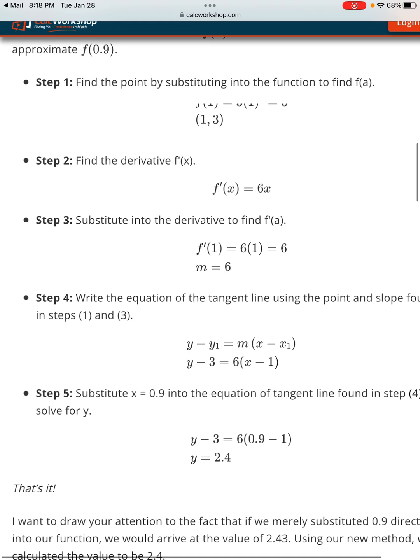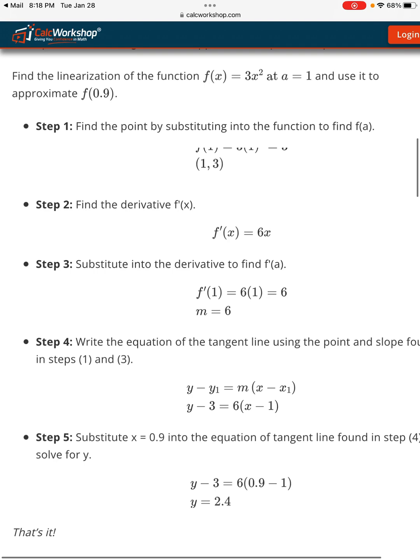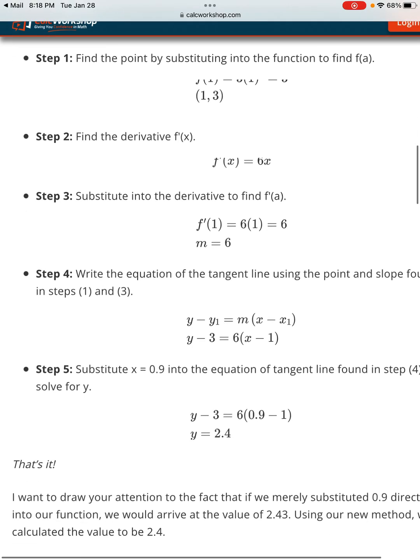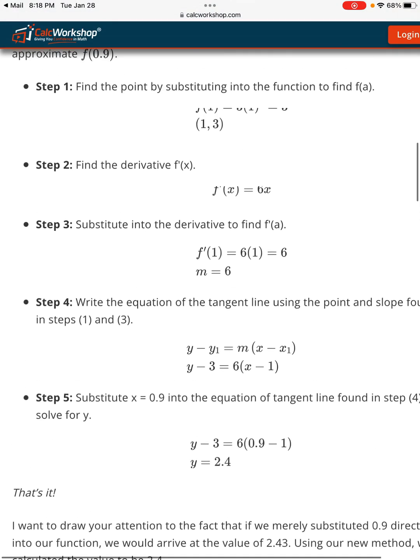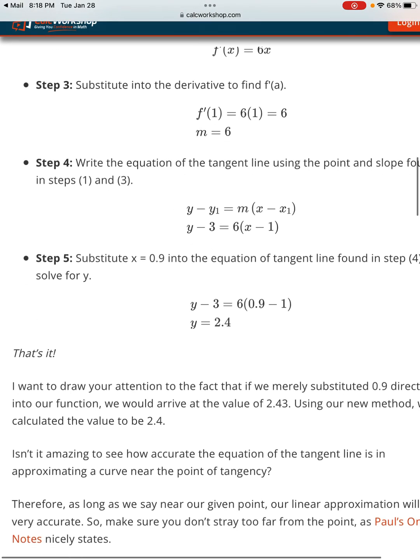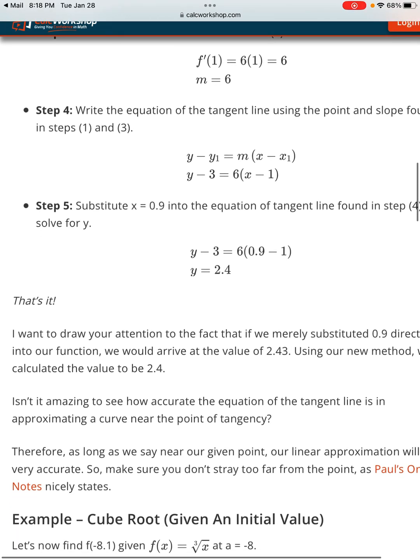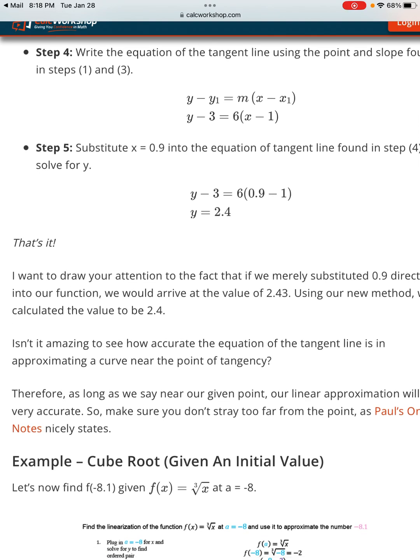Step number 3, substitute into the derivative to find the slope. If our slope formula is 6x, we're looking at x equals 1, right? Plug 1 into your derivative. Your slope is 6. So you can literally write your equation. Y minus your y, which is right there, 3. So y minus 3 equals the slope, which was 6. We just found that from using the derivative. Times x minus your x value, which was 1. Now that you've written out your equation, plug in 0.9 to your equation to find the value of your approximation. It's not that hard.